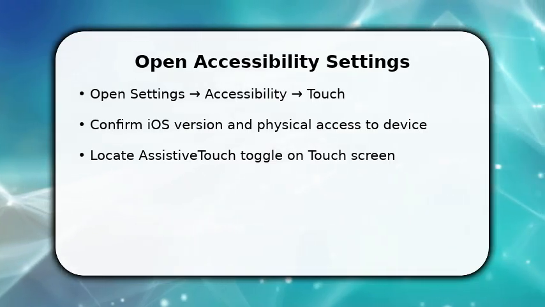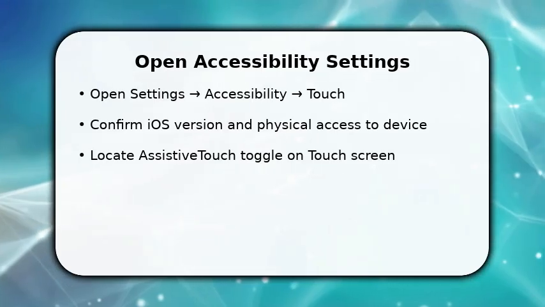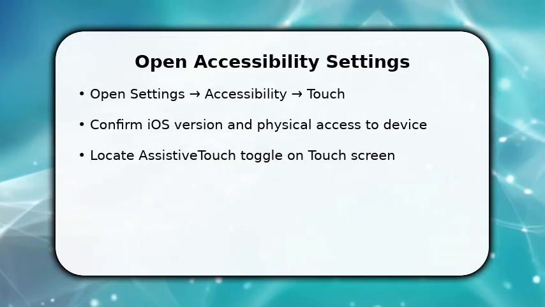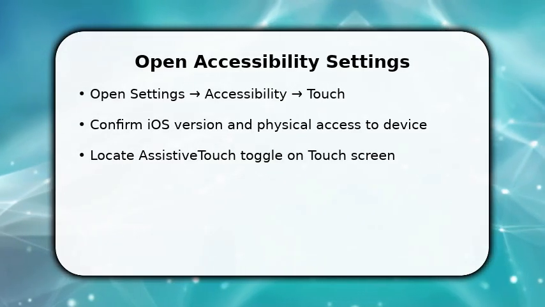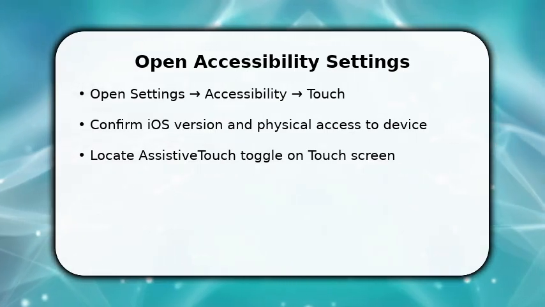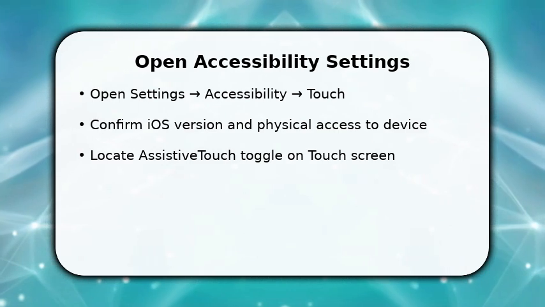If you have Face ID or passcode, unlock first so changes apply. Once done, you'll see the AssistiveTouch switch. This is the control you'll flip. Make sure the device isn't restricted by screen time, because restrictions can prevent toggles from changing.